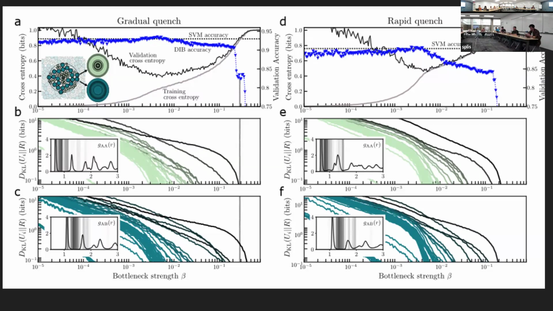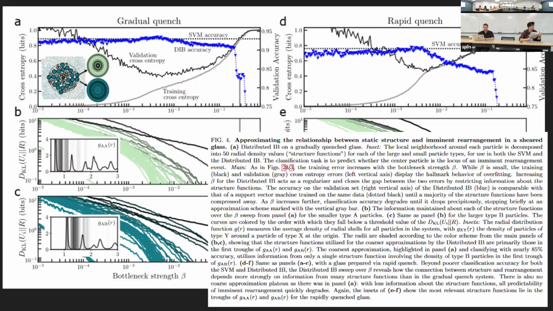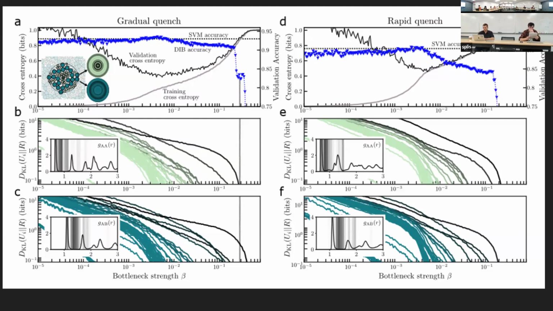They're looking at the local neighborhood around each particle, decomposed into 50 radial density values, structure functions for each of the large and small particle types. I'll pull up the comment here. We can kind of follow along. It's kind of tiny to read maybe on the screen. The classification task is to predict whether the center particle is the locus of an imminent rearrangement event.